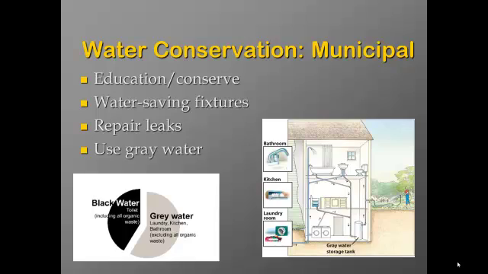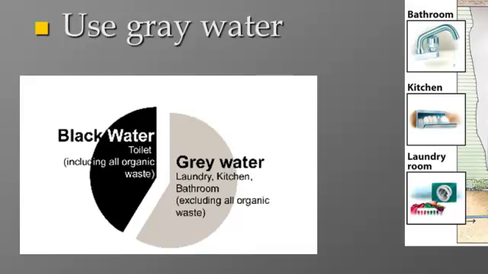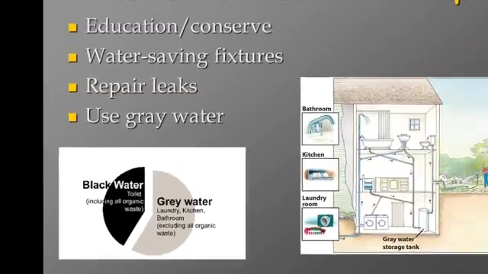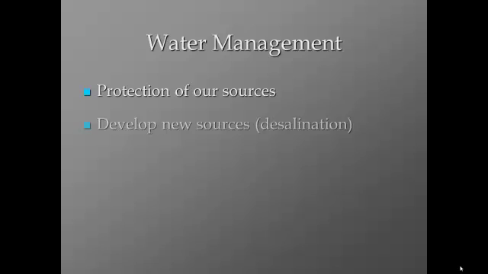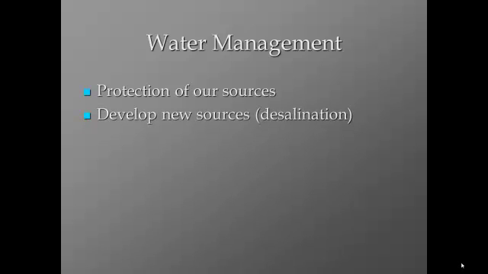One method employed in some communities is the use of gray water. Gray water is water from home use that does not include toilet and other organic wastes. So water from showers, laundry, kitchen, etc. can often be used directly for watering shrubbery or for flushing toilets, and with light treatment may even be used in other situations. So, with water management, we need to protect our sources, develop new sources, perhaps desalination, wisely use the water we have, and of course, conserve.